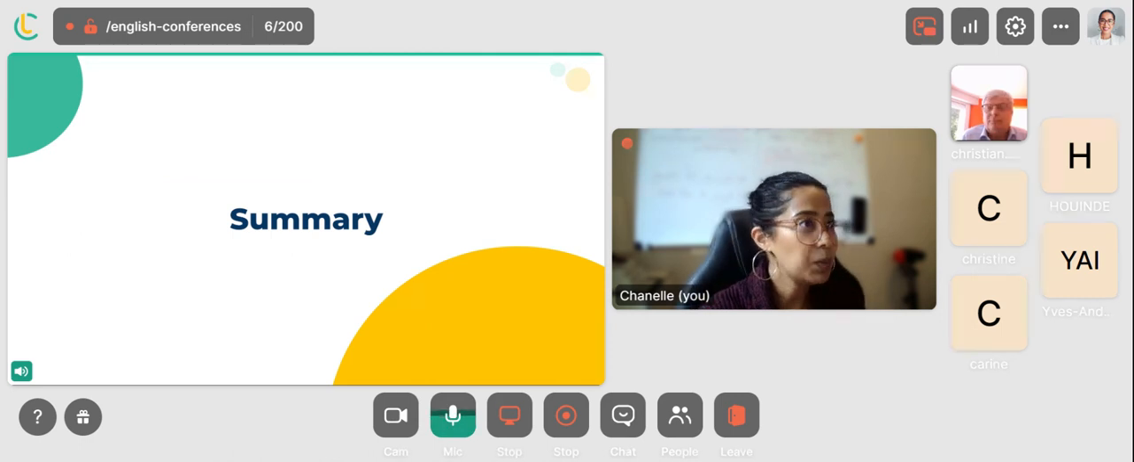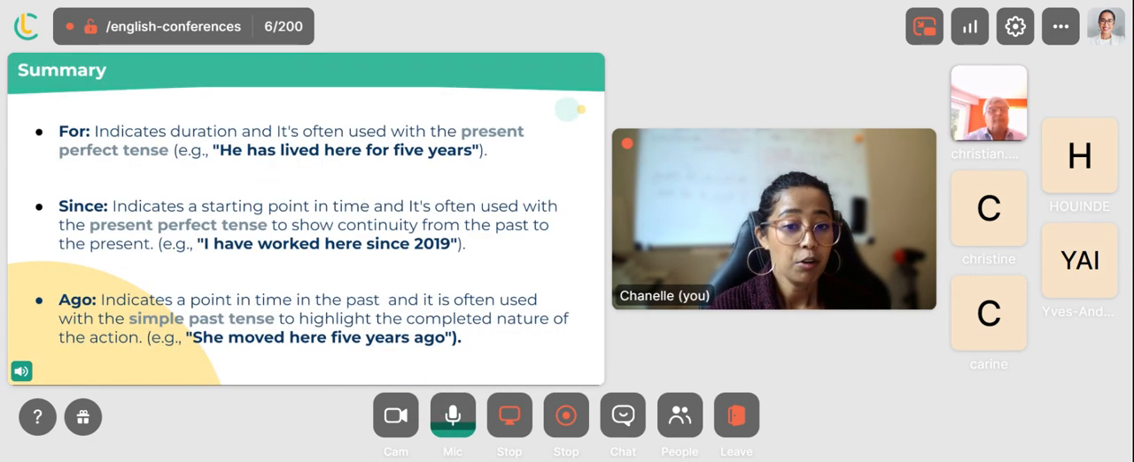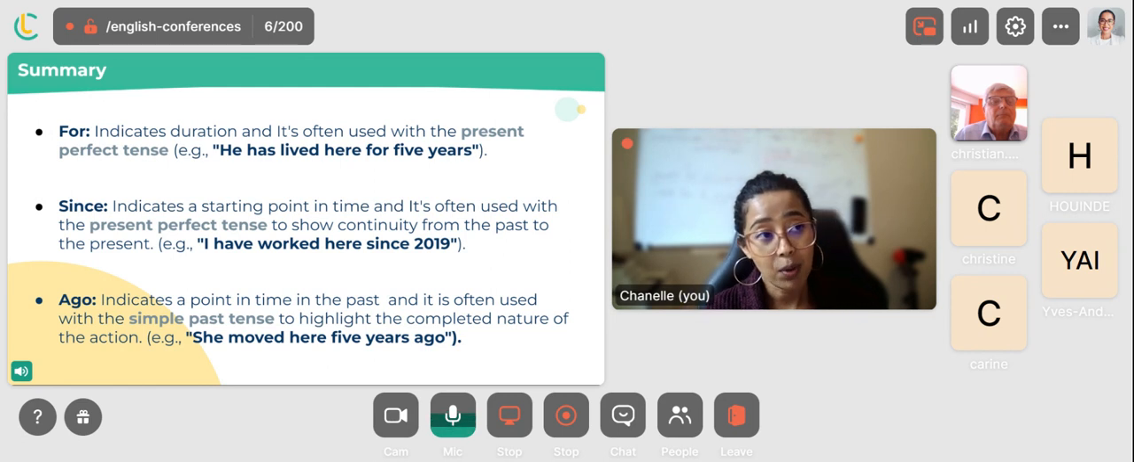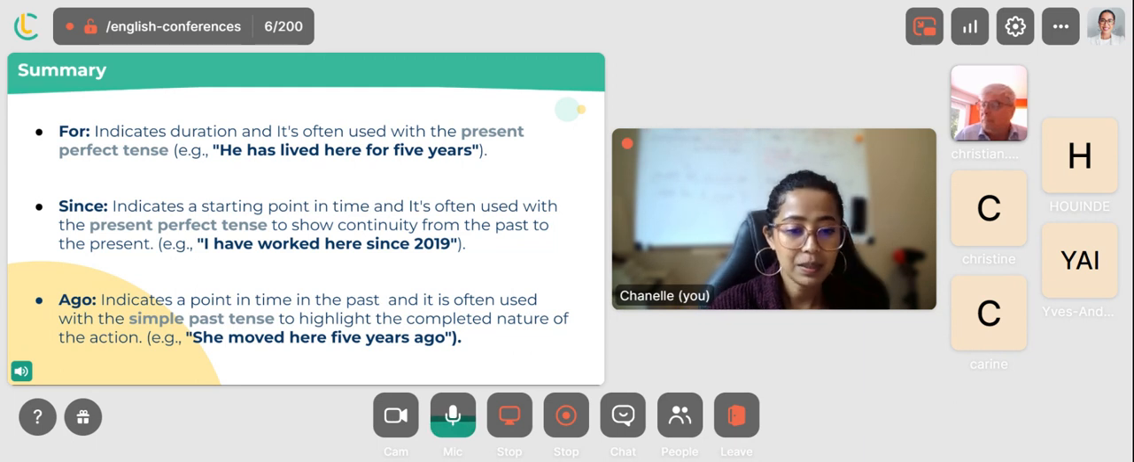So let's look at a small summary. For indicates duration and it's often used with the present perfect tense. He has lived here for 5 years. Since indicates a starting point in time, and it's often used with the present perfect tense to show continuity from the past to the present. For example, I have worked here since 2019.